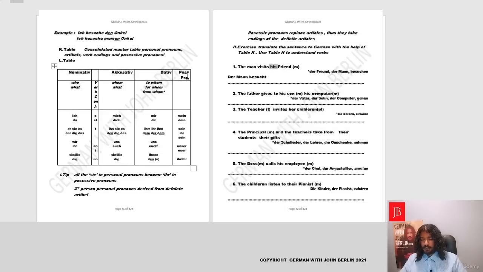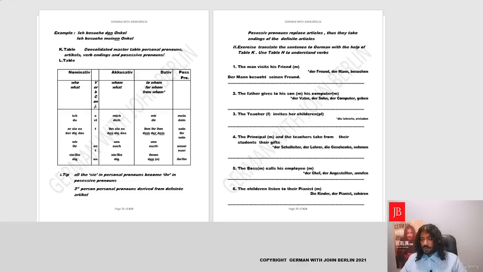So I'll go to possessive pronouns. I'll find out his, mein, dein, sein, ihr. Perfect. Sein. So here is sein, mein, dein, sein. So I'll use sein. I'll write here sein, and I'll give it the endings of den. That is seinen Freund. Perfect. Der Mann besucht seinen Freund. Super. Let's move forward. The father gives to his son his computer.